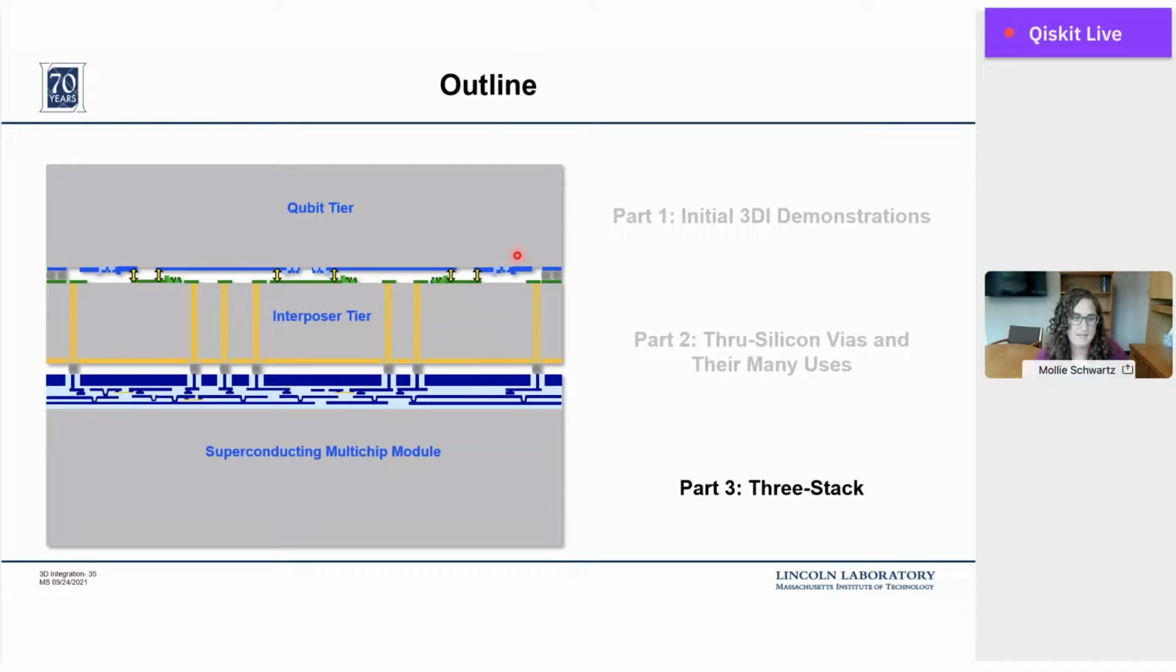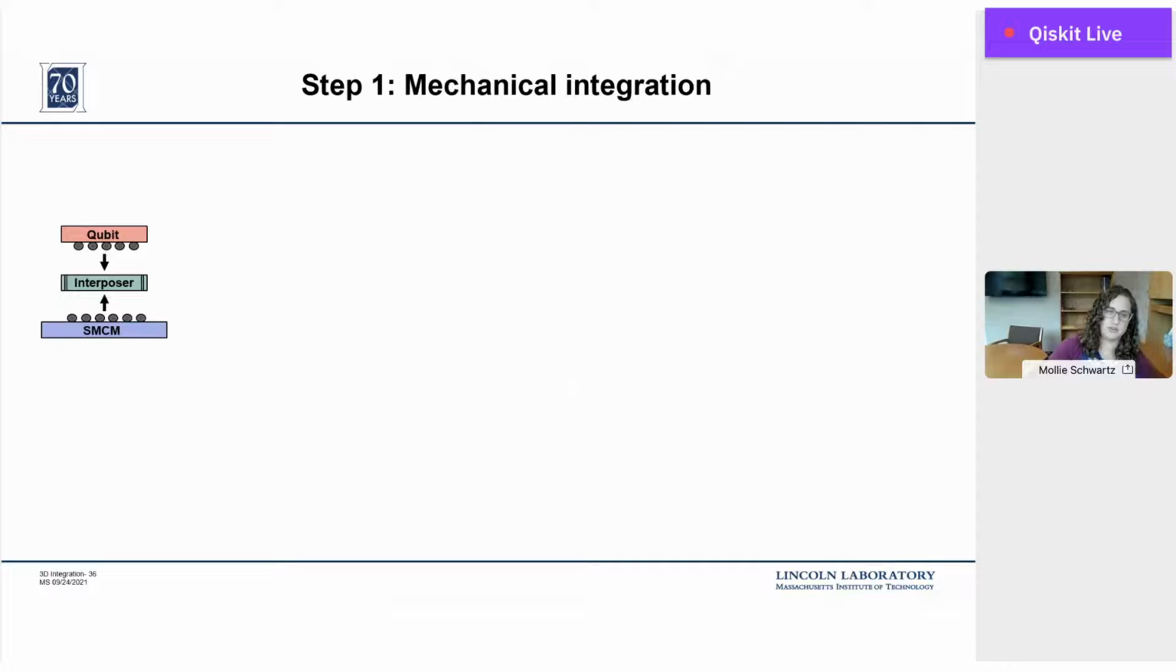We've demonstrated and embedded the interposer tier. Now it's time to bring them together with our multi-layer processing step. And so, of course, the first thing we're going to do is check on mechanical integration. This is a highly non-trivial process. It requires us to do very well-aligned indium bump bonding now between 3 tiers.